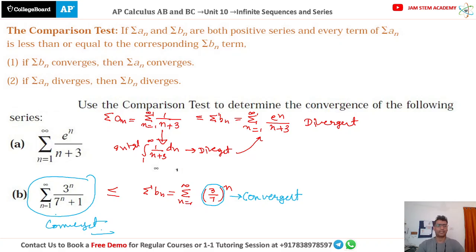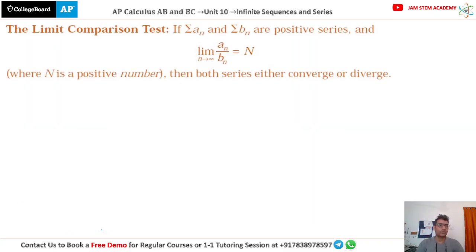This is your comparison test. After this we have the next test, let's call it the limit comparison test. The limit comparison test says if you have two positive series, summation an and summation bn, such that if you divide these two and you get a finite positive number, then both the series will behave the same.